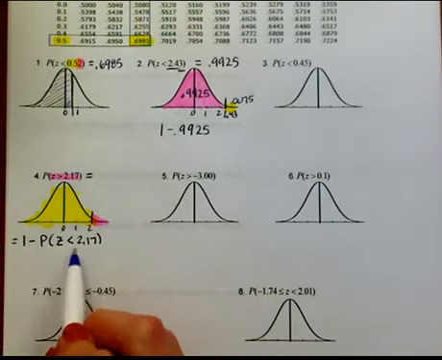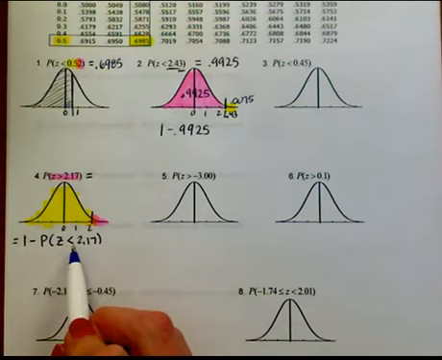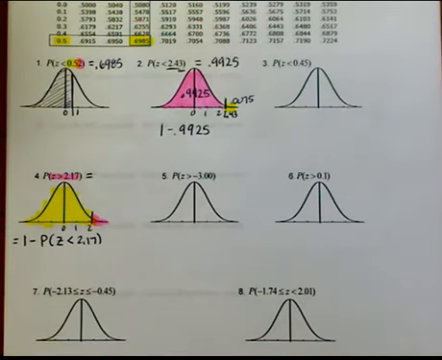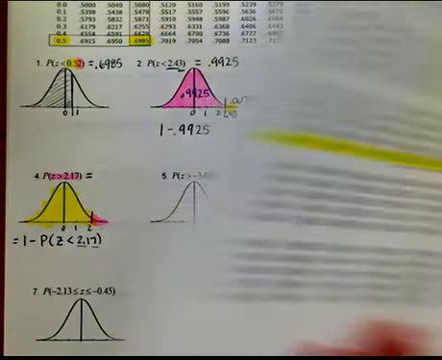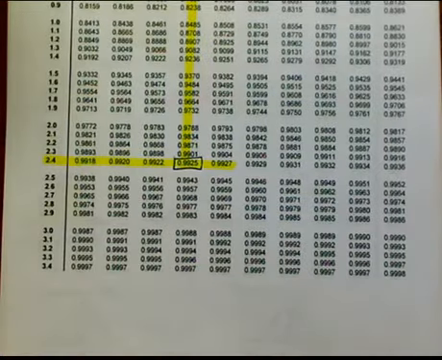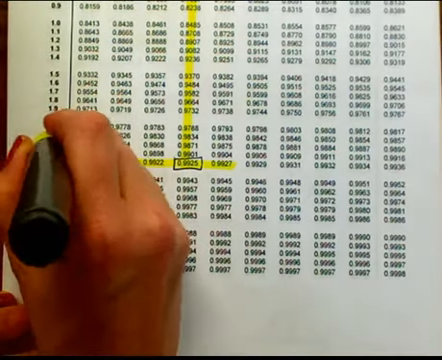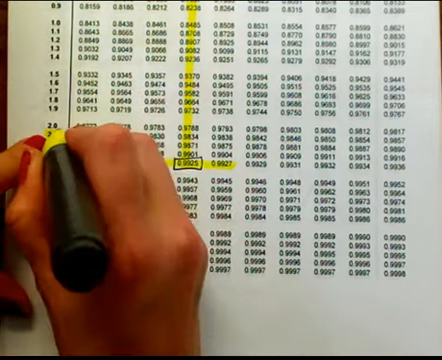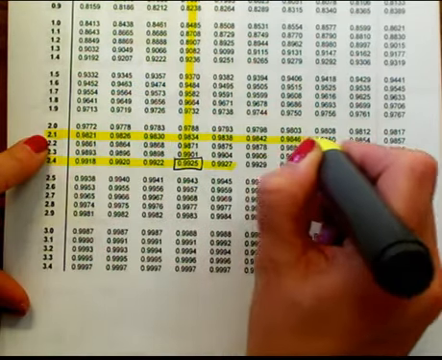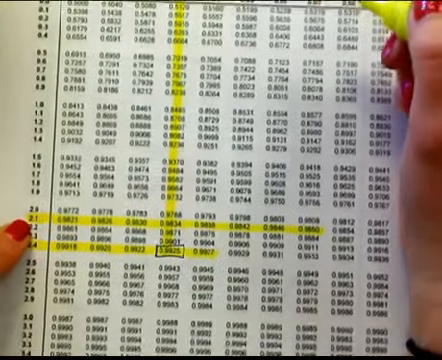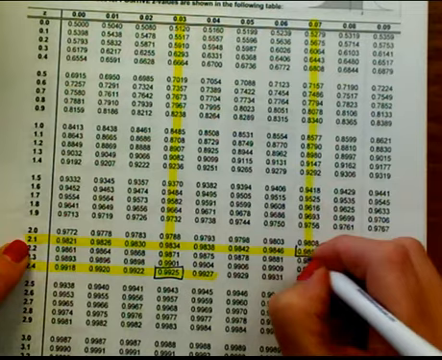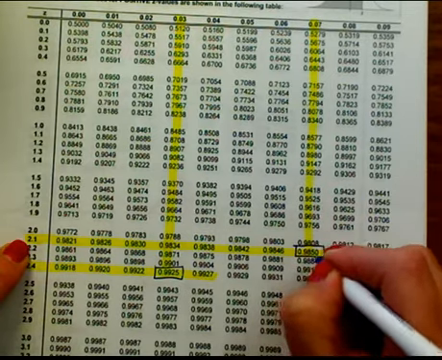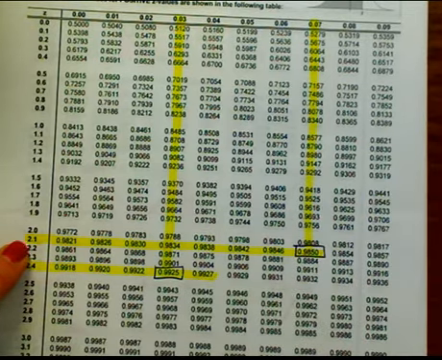Okay, let's look it up. Probability that z is less than 2.17. 2.1, and then 0.07. There it is. Up here, come straight down. Okay, 0.9850.